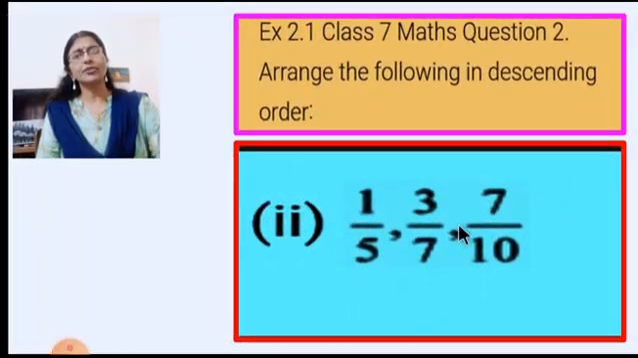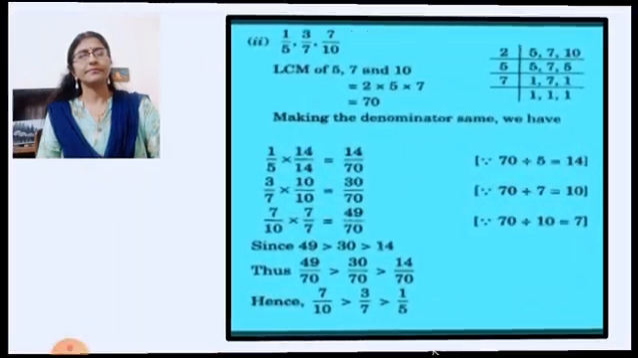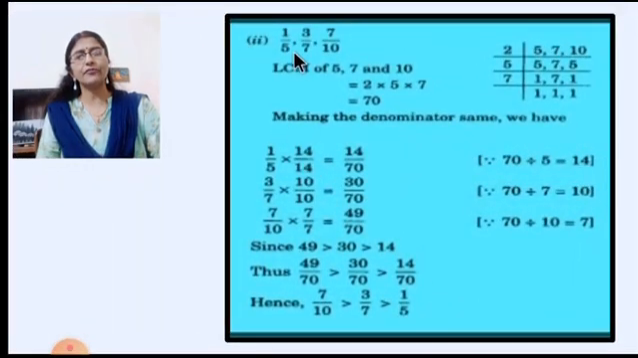Now we will go to the next question, that is question number 2 of the same exercise 2.1. We are going to arrange these 3 fractions in descending order. Let us see how to do it. See, these are the fractions 1 upon 5, 3 upon 7 and 7 upon 10.